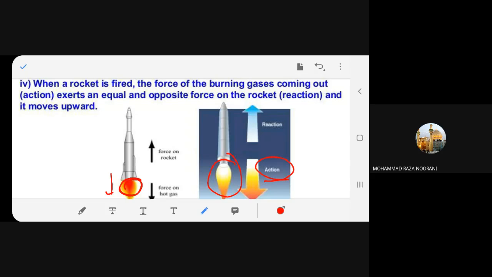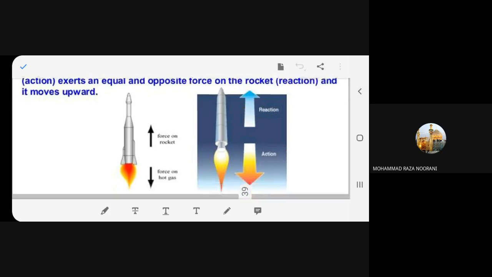What is the reaction? It goes up. So it gets the force by which the rocket moves upward. Obviously, it is moving upward in the opposite direction, that is reaction, and it starts moving upward in the space. Any problem? No, ma'am. So action is burning of the fuel, reaction is the rocket with a force going into the space. Okay?